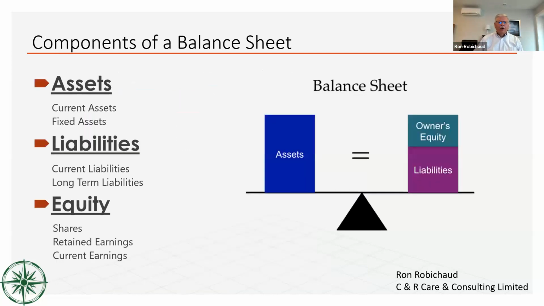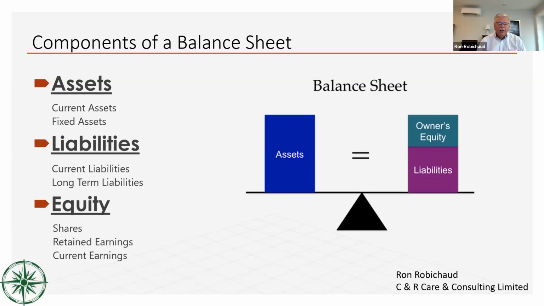All right, so let's go to what are the components of that balance sheet. Basically, we have assets, and there are always two types of assets: current assets and fixed assets. We'll be looking at this in more detail. We have liabilities, current liabilities and long-term liabilities. And then we have equity: shares, retained earnings, and current earnings. Again, we'll discuss this a little bit more. If you look at assets, in layman's terms, it's everything you own. Liabilities are everything you owe. And if you take everything you own minus everything you owe, you're left with equity. That's a very simple explanation of what the balance sheet is.